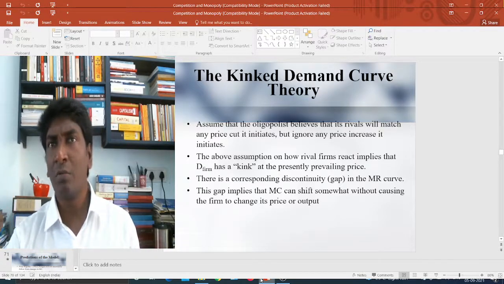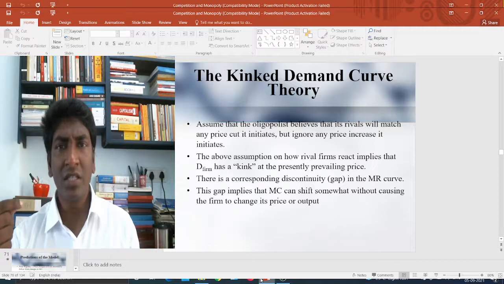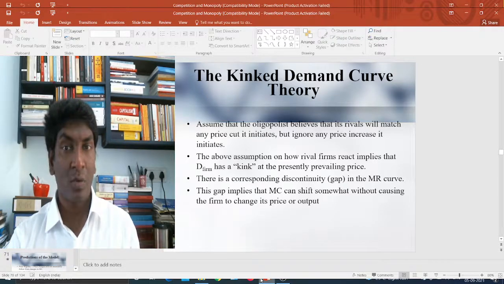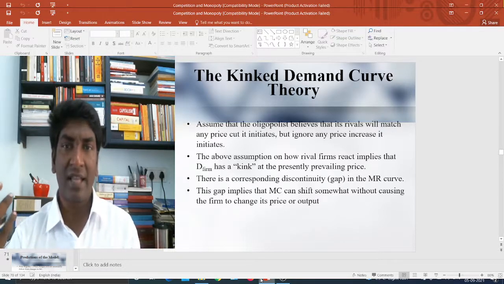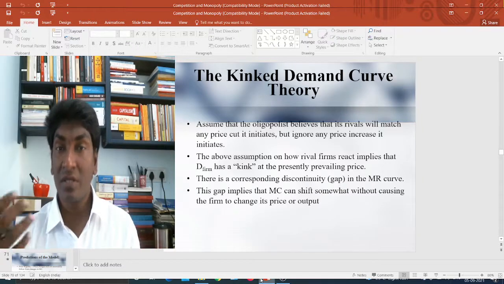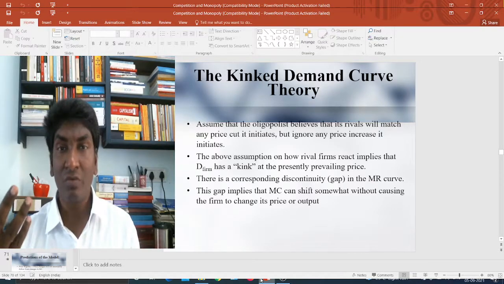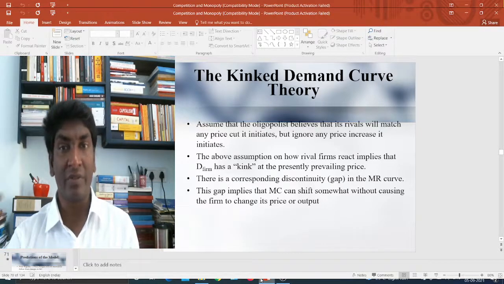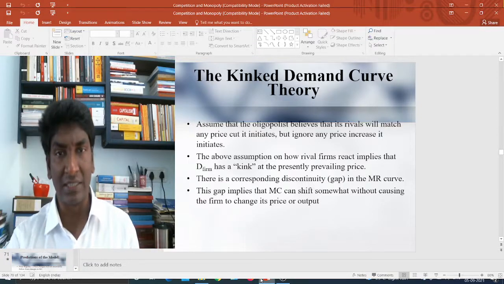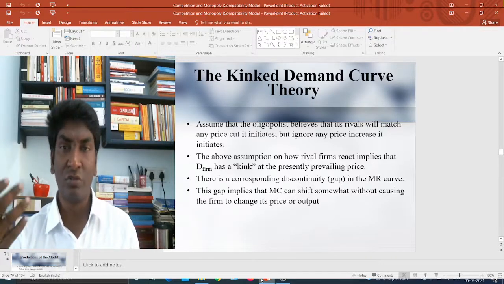Mostly what happens is that once you cut the price, your rival firm immediately copies it, so you don't get any advantage in that sense. But at the same time, once you increase the price, not necessarily all the firms are going to follow that increase, for very many reasons. So immediately the demand from your firm shifts to their firm in that sense. There are all possibilities in the real world, but quite normally the opposite also takes place.